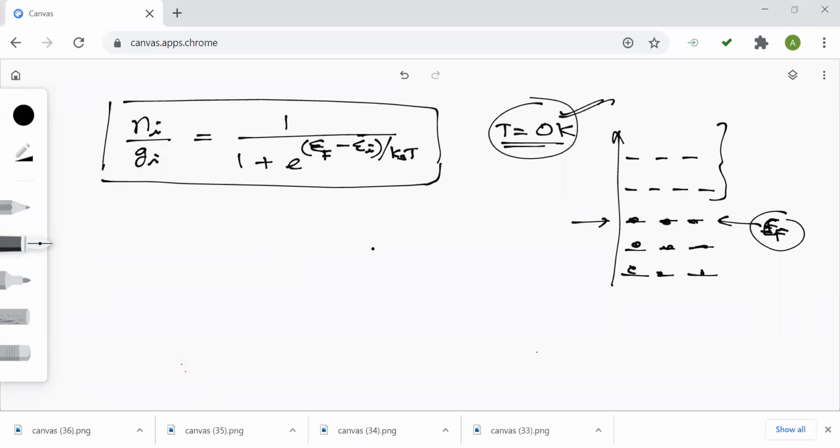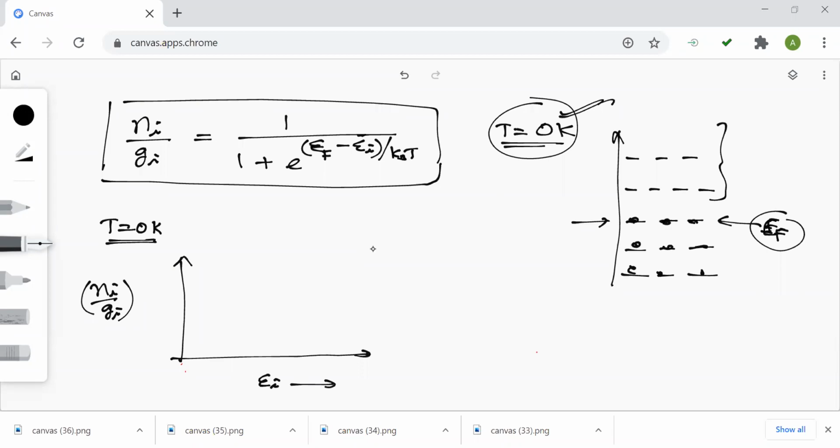Okay. Now listen. At 0 Kelvin, if I plot this Ni by Gi versus Ei, the energy of the ith level. Listen, this is the ground level. At 0 Kelvin, the ground level is fully occupied. So here Ni and Gi are equal, or I can say N0 and G0 are equal. If N0 and G0 are equal, then the thermodynamic probability of the ground level should be 1. Similarly, this level should be 1. So up to Fermi level, all the levels have thermodynamic probability as 1.